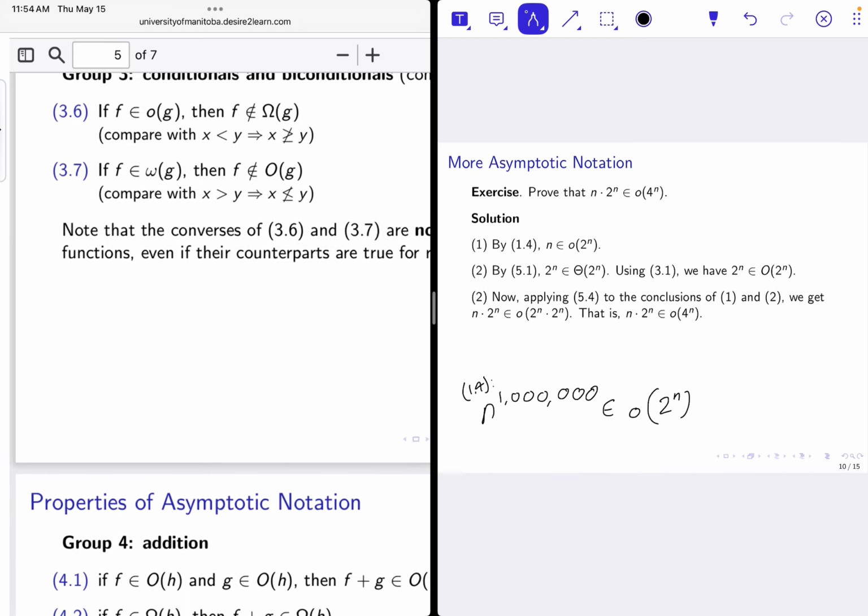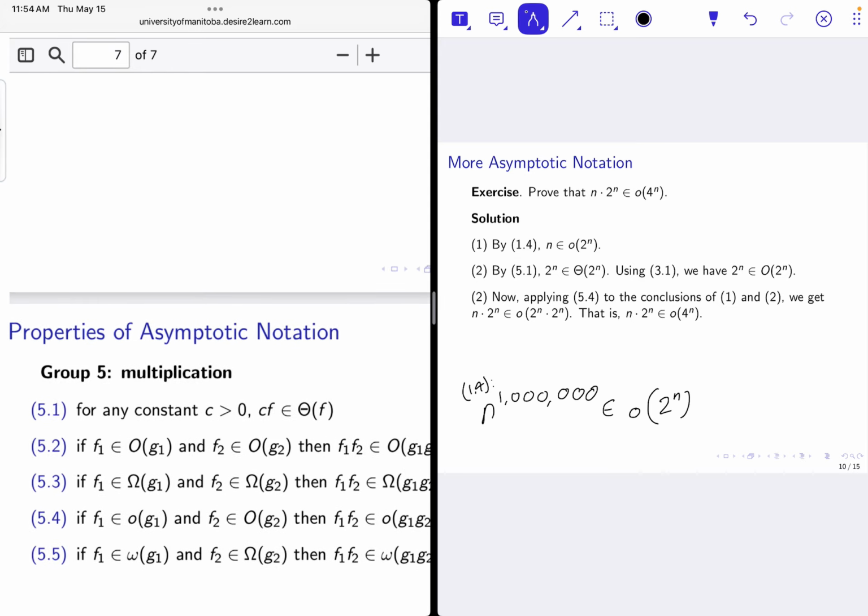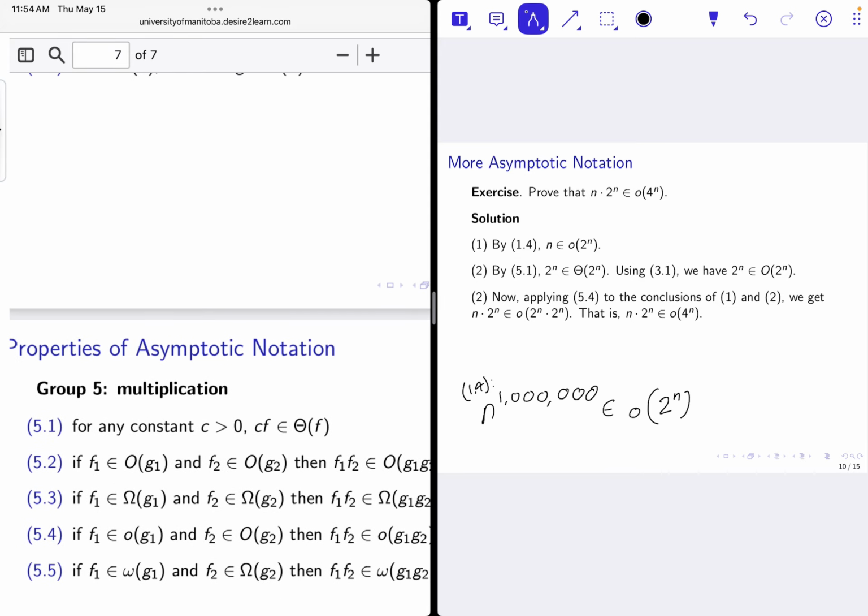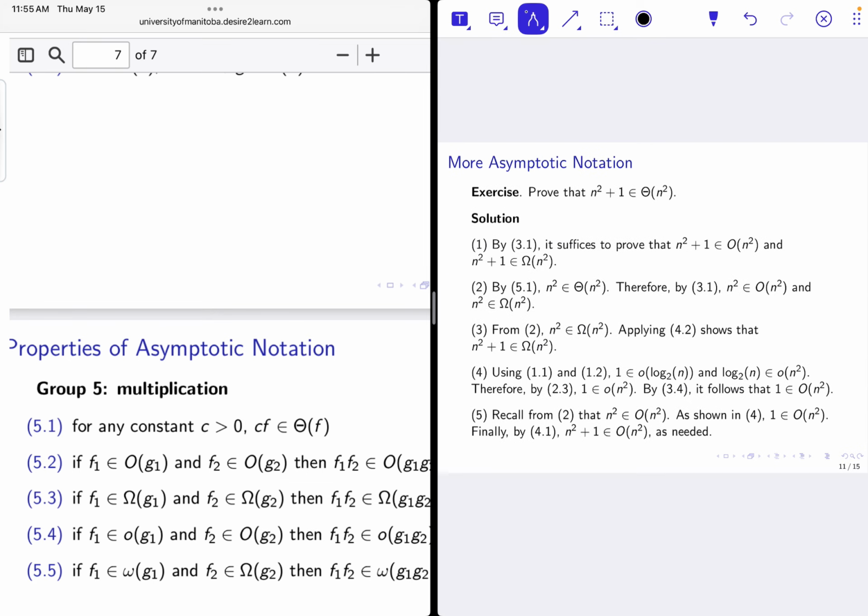And then we apply that strange product rule with big and little o. So on one side you have n times 2 to the n. On the other side you have 2 to the n times itself equaling 4 to the n. And you get the conclusion that we want. N times 2 to the power of n is in little o of 4 to the n.